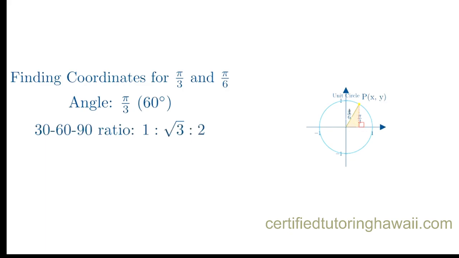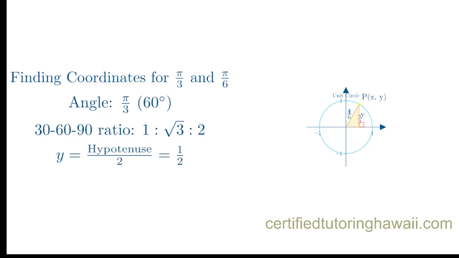We know the ratio of sides in a 30-60-90 triangle is 1 to square root of 3 to 2. The side opposite the 30-degree angle, which is our y-coordinate, must be half of the hypotenuse. So, y equals 1/2. Since the hypotenuse is 1, y is 1/2.